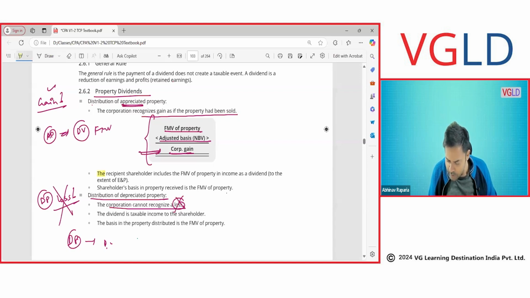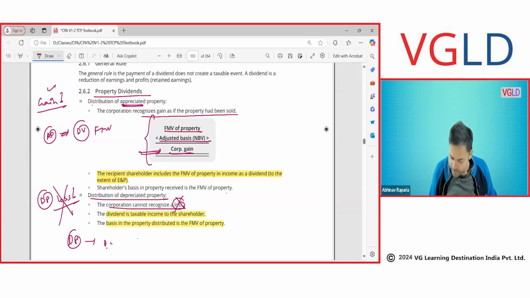The recipient shareholders include the fair market value as a dividend to the extent of the earnings and profit. Whatever the earnings and profit, I'll include that. Similarly, the dividend is taxable to the shareholder, everyone. The shareholder's basis in the property is going to be fair market value.